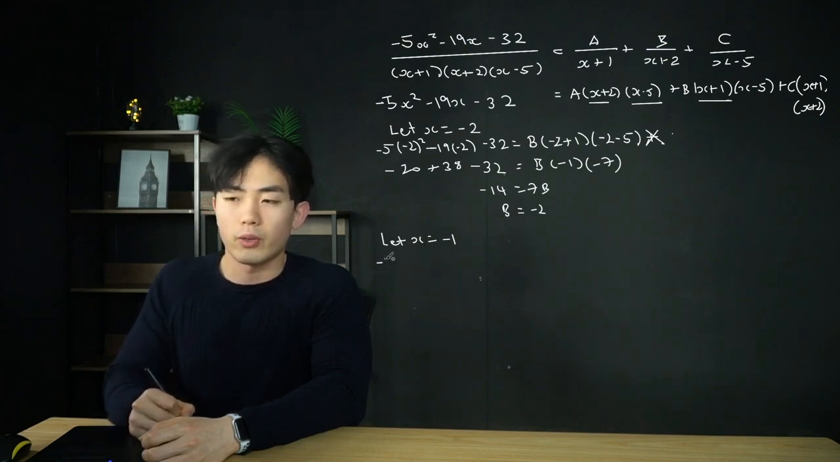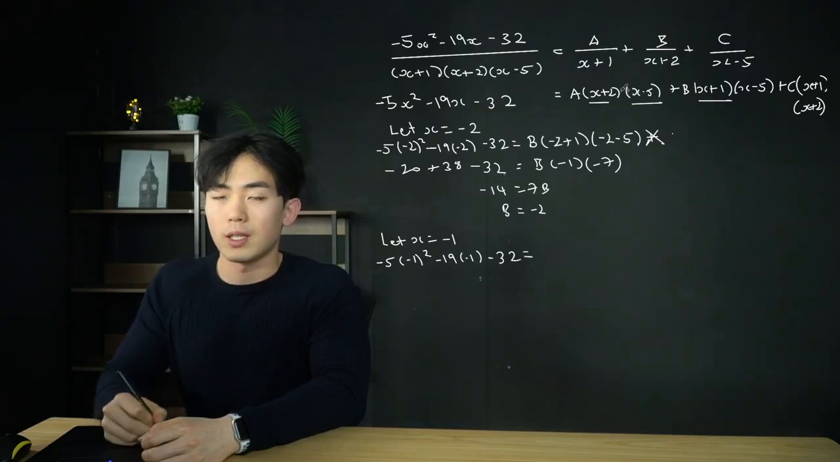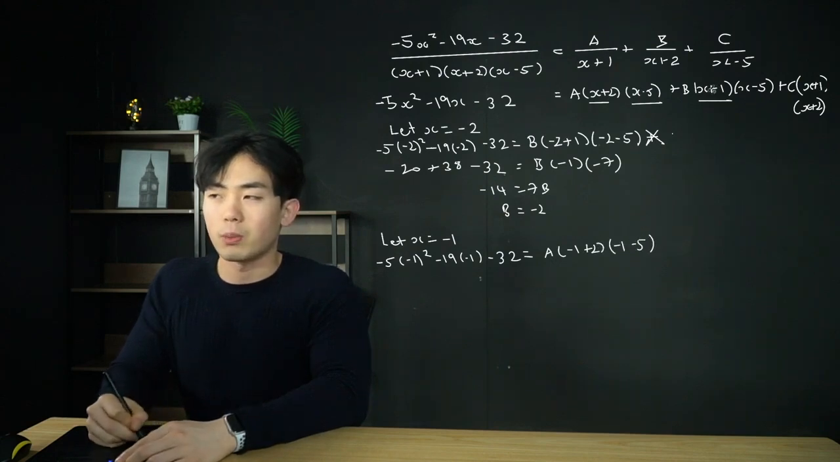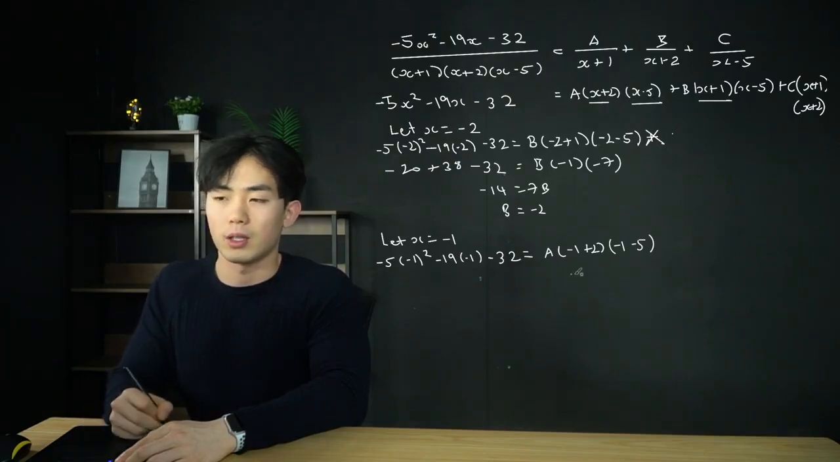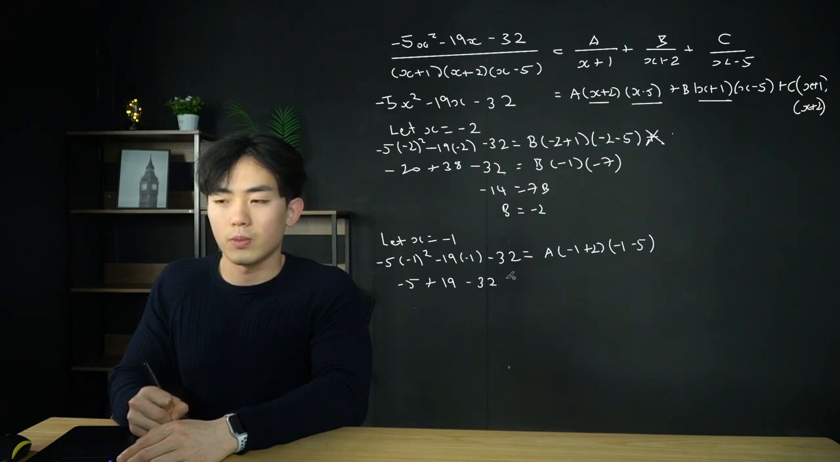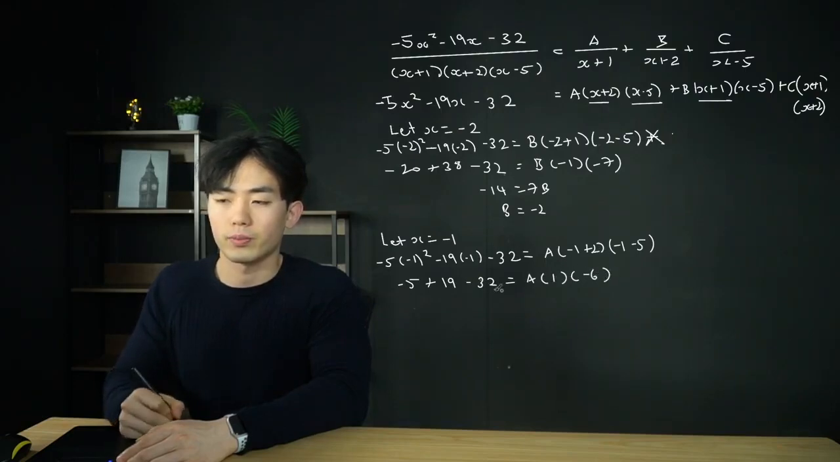Once again, plugging this back in, so we have minus 5 times minus 1 squared minus 19 times minus 1 minus 32 should be equal to this a term here, so a times minus 1 plus 2 times minus 1 minus 5. This b term, as we said before, will disappear, and so will this c term, because this c term also has this x plus 1 here. Okay, so we just have this a term here. Okay, working this out again, so minus 5 plus 19 minus 32, and that's going to be equal to minus 1 plus 2 is a times 1 times negative 6, like such.